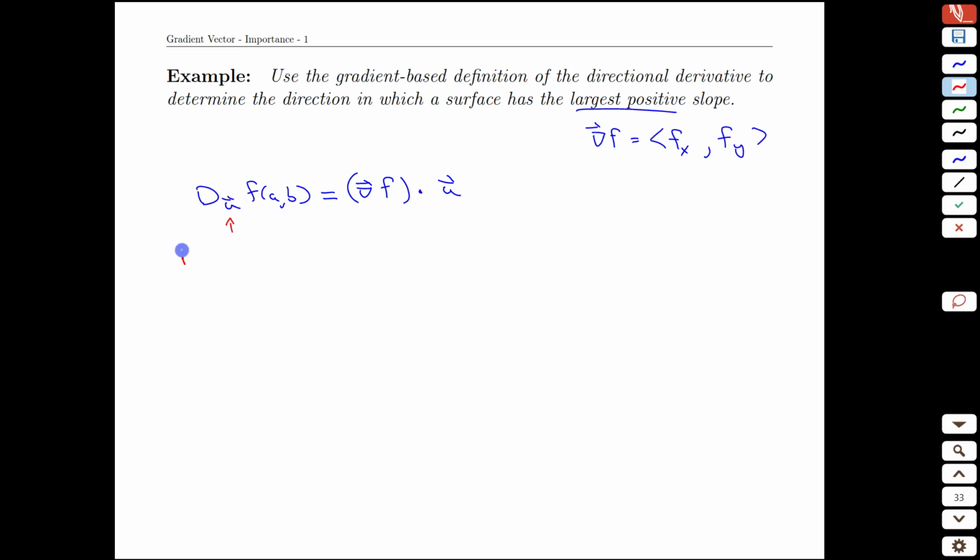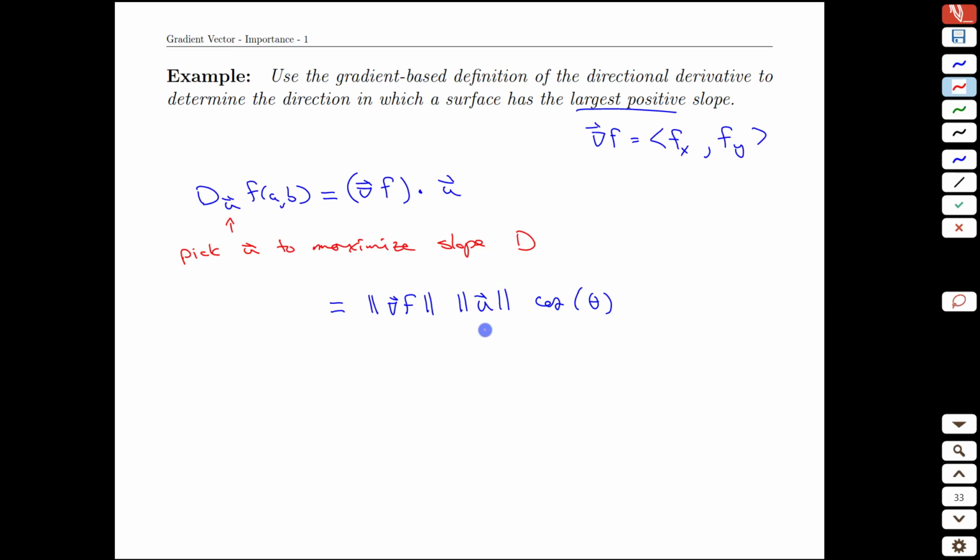So the idea now is we want to pick u to maximize the slope, that D_u f of (a, b) part. Well, how can we go about doing that? Well, the dot product is what we would be computing to get a number, and that dot product is going to be equal to the gradient of f, its magnitude, times the magnitude of this u vector, times the cos of the angle between them.